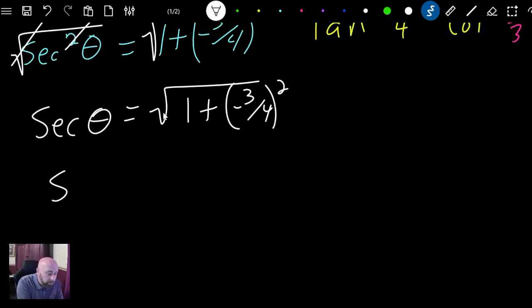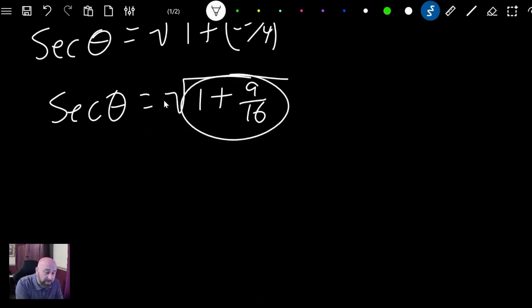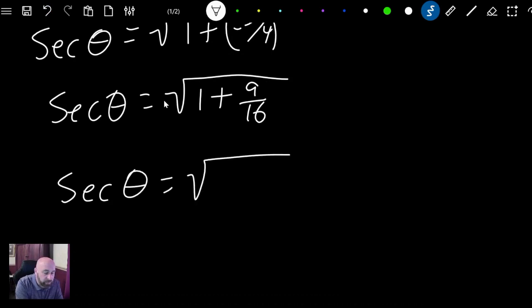Secant of theta equals the square root of 1 plus negative 3 squared, which is positive 9, over 4 squared, which is 16. Well, I can't really add these, right? I have to have a common denominator. So I could have secant of theta equals 16 over 16. How did I do that? Well, I found a common denominator, which was 16, and made 1 into 16 out of 16, plus 9 over 16.